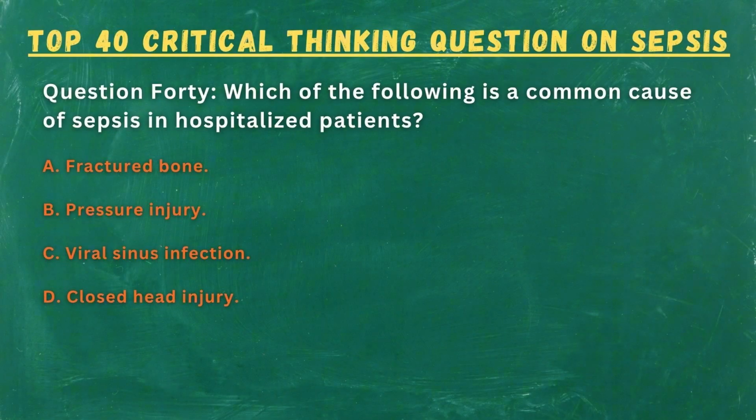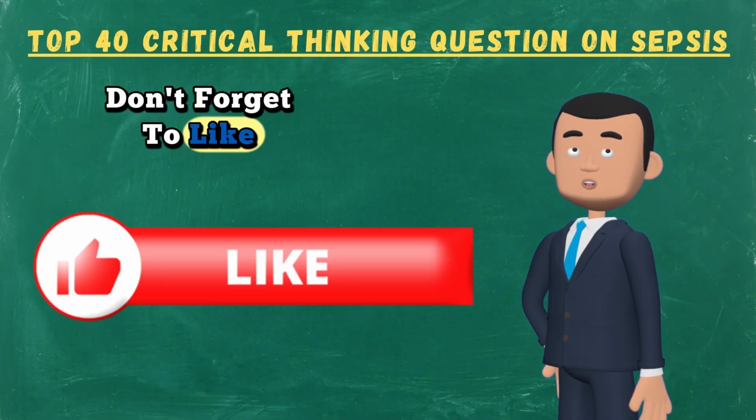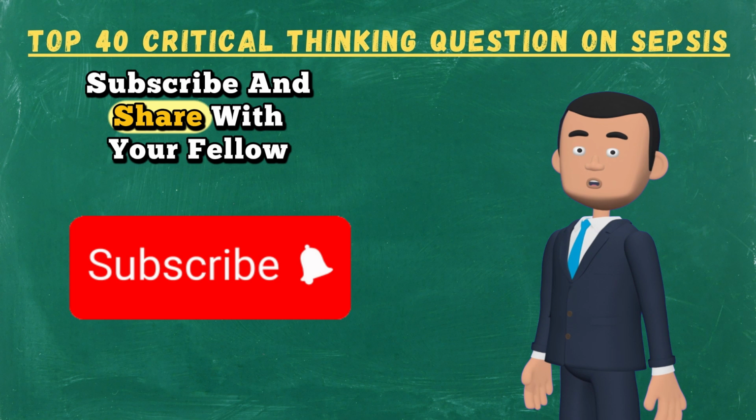Question 40. Which of the following is a common cause of sepsis in hospitalized patients? A. Fractured bone. B. Pressure injury. C. Viral sinus infection. D. Closed head injury. Answer: B. Pressure injury.